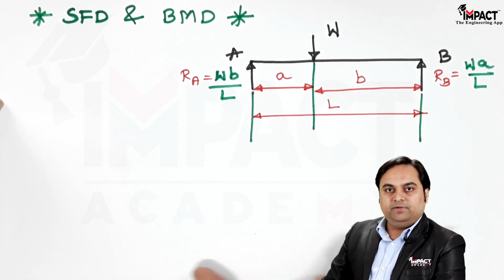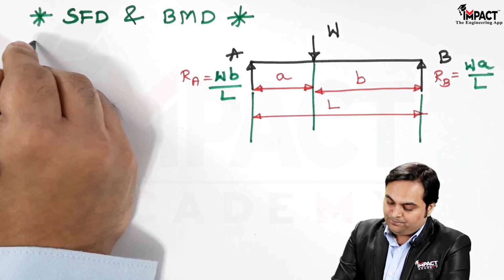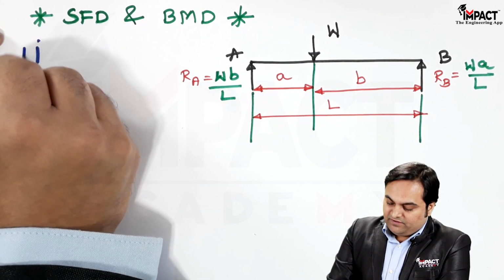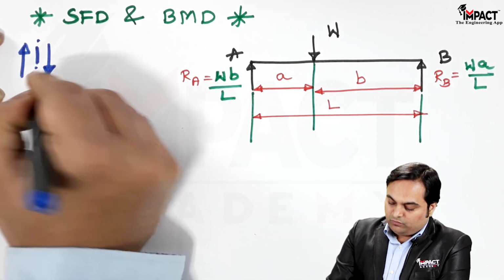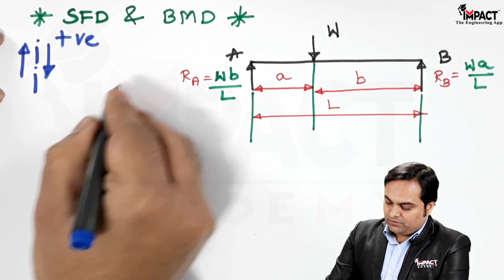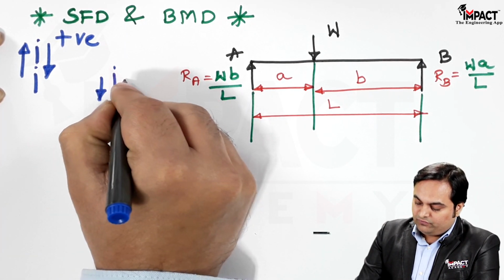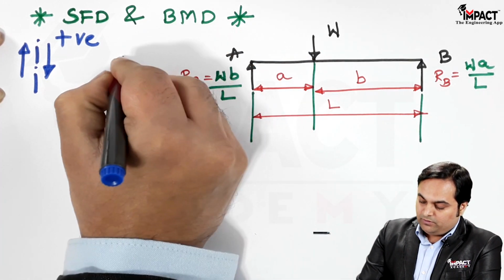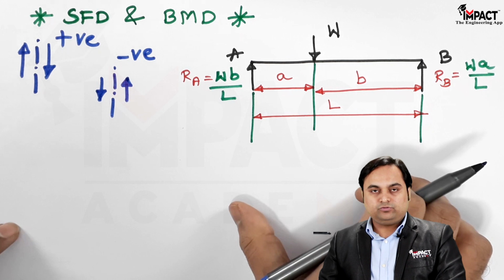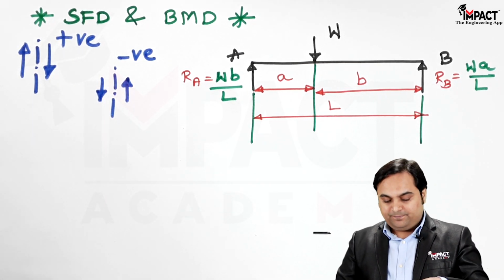Now to draw the SFD and BMD, always first draw the convention, and that convention is taking a section. On the left hand side of the section, if there is an upward force, on the right hand side there is a downward force. Both are to be treated as positive. Similarly, while taking the section, on the left hand side if there is any downward force, on the right hand side there is an upward force, both are to be treated as negative. Now in order to draw the SFD and BMD, it will be just below this beam diagram.